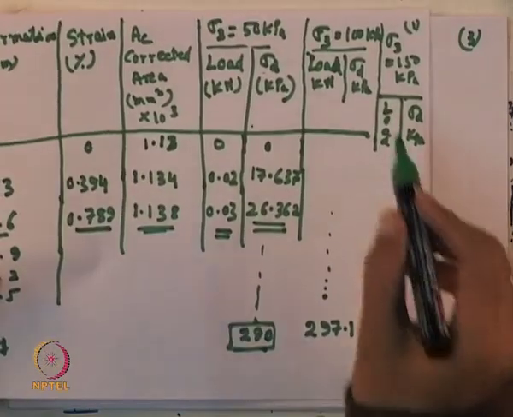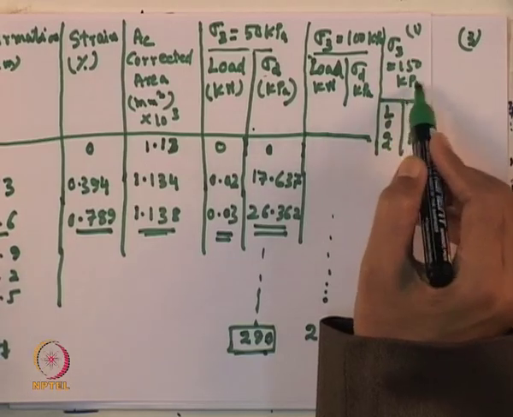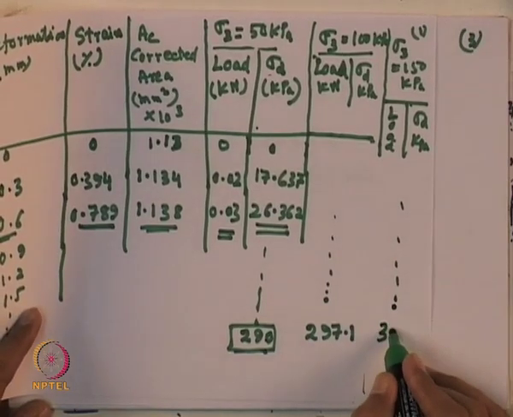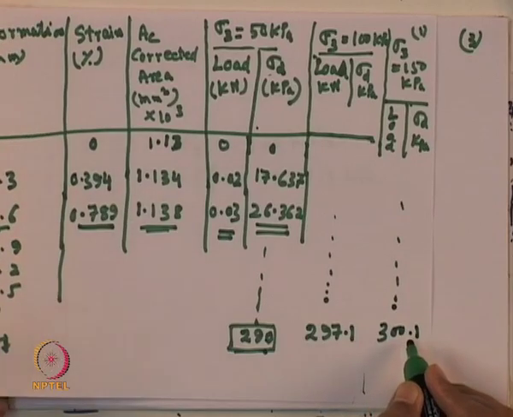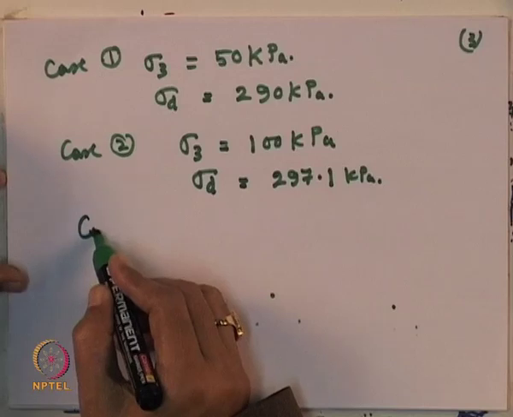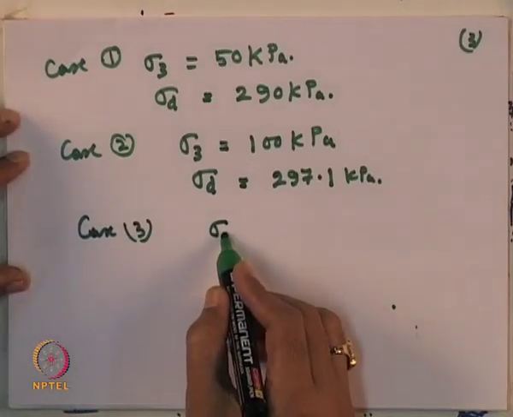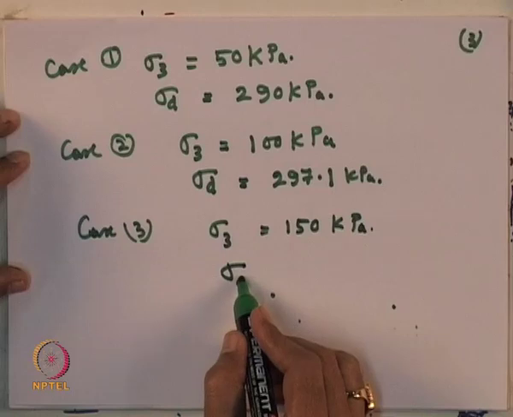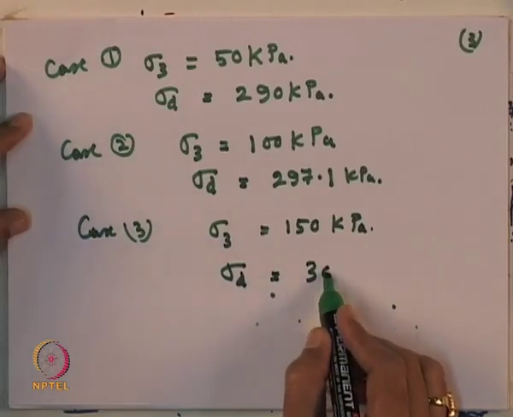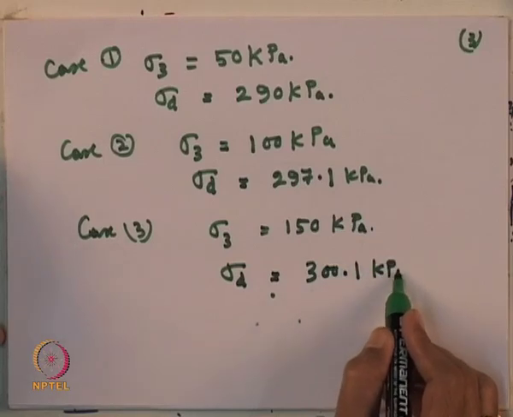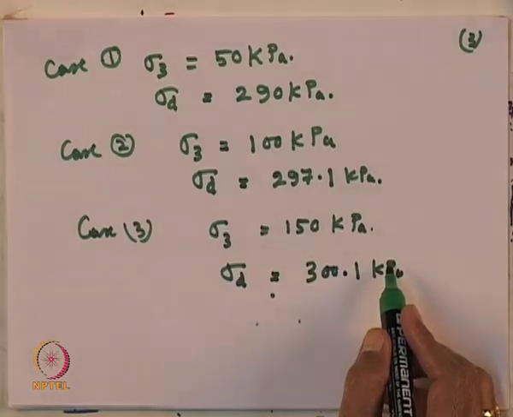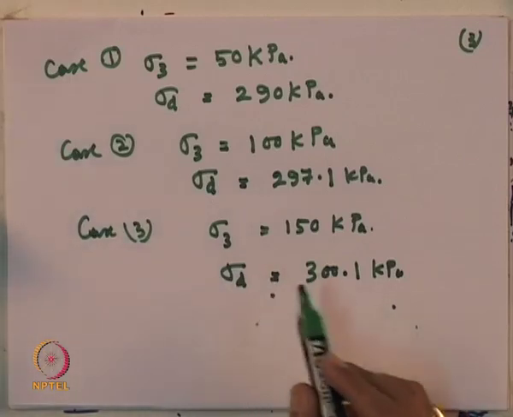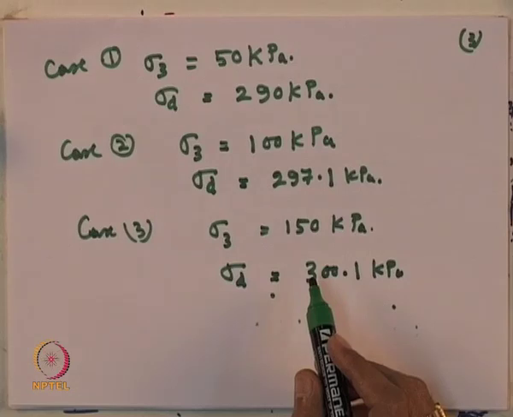Similarly, for the confining pressure when sigma 3 is equal to 150 kilopascal, you can have the maximum value of deviator stress, let us say 300.1 kilopascal. So, we can write in case 3 that when the confining pressure is equal to 150 kilopascal, you can have a deviator stress of about 300.1 kilopascal. So, under the different confining pressures, you can determine what will be the deviator stress.